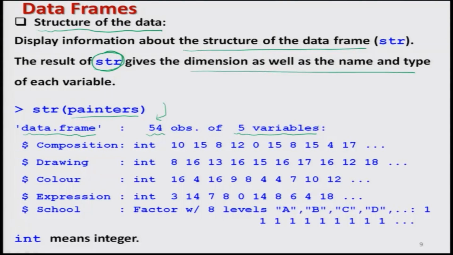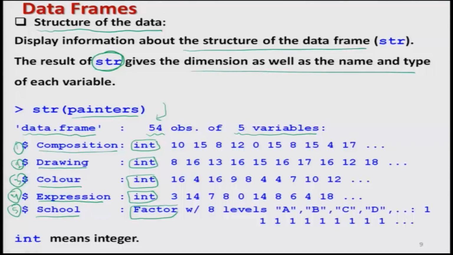What are those 5 variables? Number 1 is composition, number 2 is drawing, number 3 is color, number 4 is expression, and the last, the 5th variable, is school. Now it is telling us about the nature of each variable. Composition, drawing, color and expression are integer, and school is a factor variable. Briefly, it also shows us some sample values of the integer variables.